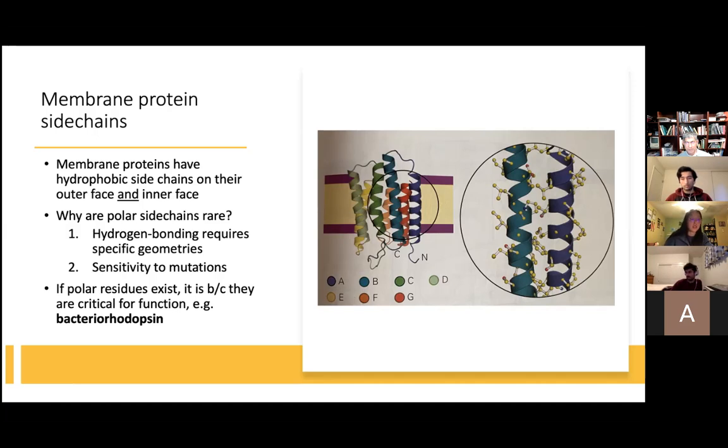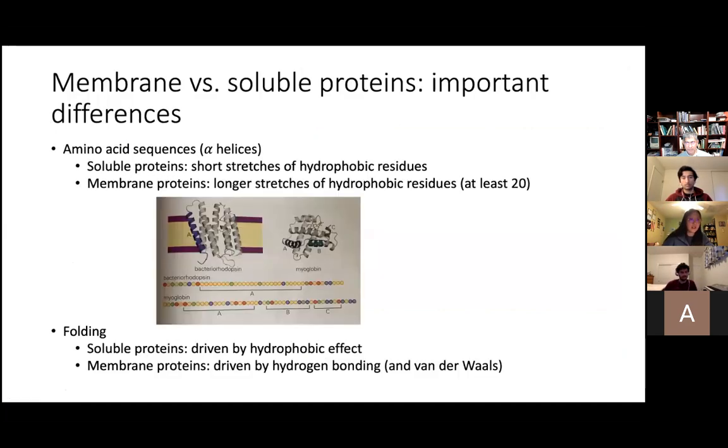bacteriorhodopsin is basically a proton pump where there are charged residues along the pump that facilitate the movement of protons. And then lastly, I just wanted to summarize some important differences between membrane and soluble proteins.